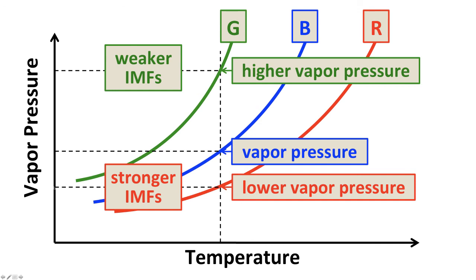So stronger intermolecular forces means fewer molecules can have enough energy to overcome the intermolecular force, escape from the liquid, turn into a gas, and therefore we have a lower vapor pressure for the substance with stronger intermolecular forces.